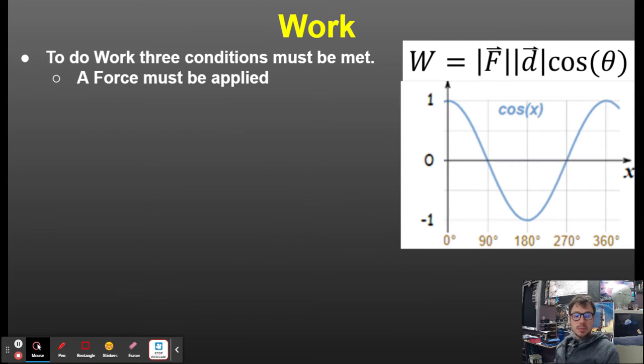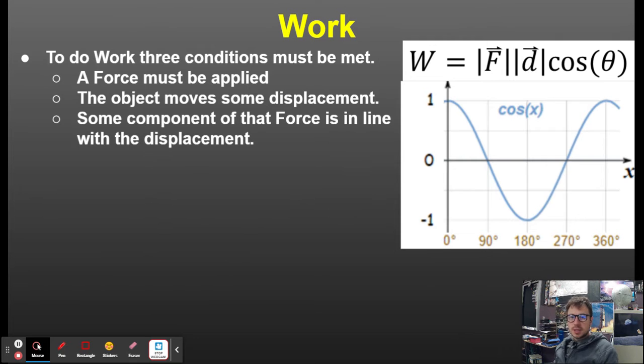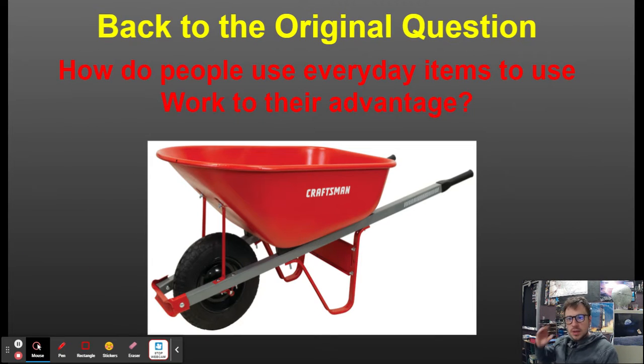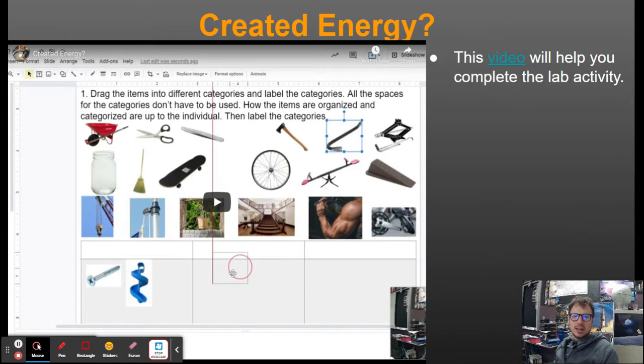Now three conditions must be met in order for work to be done. A force must be applied, that object moves through some displacement, and some component of that force is in line with that displacement. So back to this original question, how do people use everyday items to use work to their advantage? We did the created energy lab.